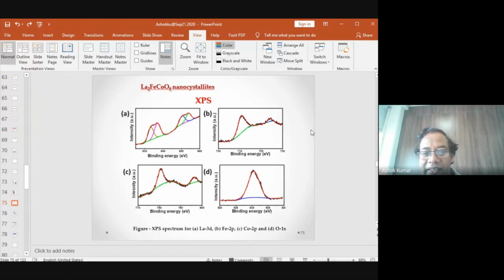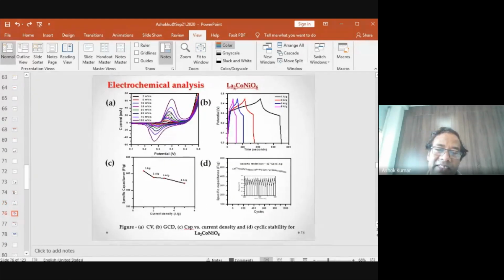So again, we use this technique, and then we have the cyclic voltammetry curve, and from that you can know the oxidation and reduction reactions, and then the charge-discharge cycle.